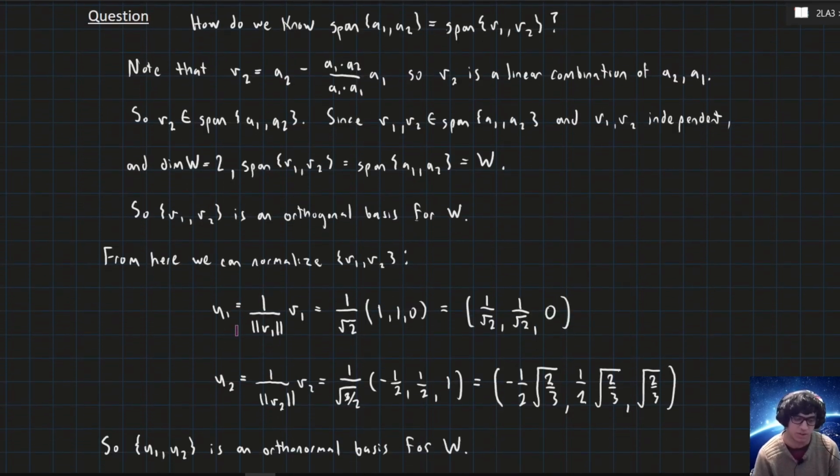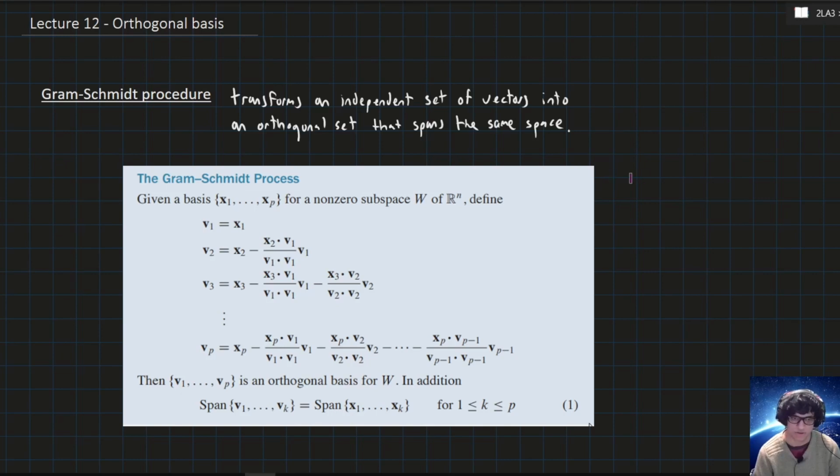So I have V1, V2. I'm going to transform it into U1, U2 just by normalizing V1 and normalizing V2. Remember, this is how we normalize the vectors. We divide by their length. And this is the result here. So U1, U2 is an orthonormal basis for W. So in our example, we took two independent vectors and using projections, we transformed them into two orthonormal vectors.